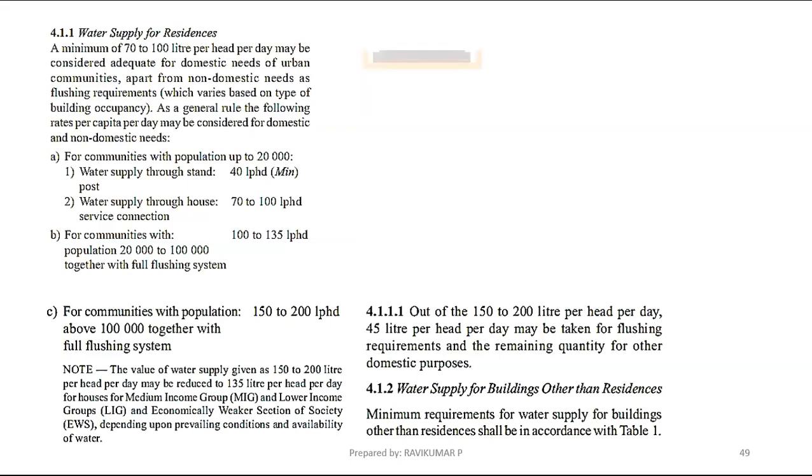This is what we take for a residential project. When we design a residential project, we take 100 to 130 liters because we are living in a city. We will not have open toilets and all. We have to have proper toilets with a flushing system. That's why we have to take 100 to 135 liters.